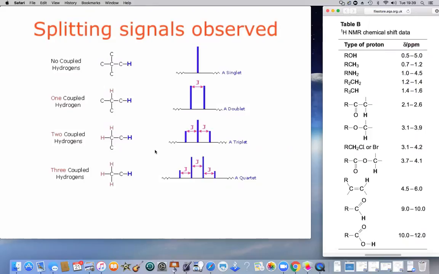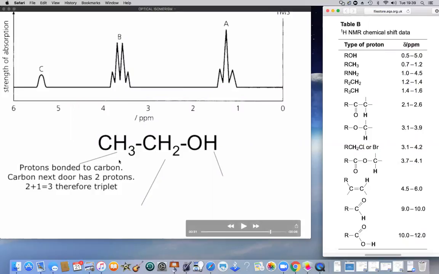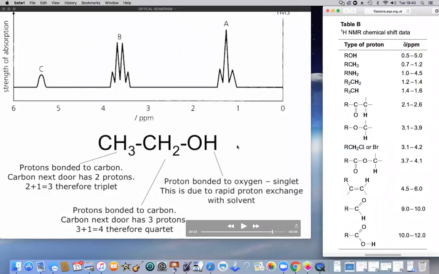Okay, so those are the splitting patterns. So a couple of examples. There's a classic example. This is ethanol. So if we look at our methyl groups, we have 3 protons bonded to a carbon. Look at the carbon next door, 2 protons there. We apply the n+1 rule, 2 + 1 is 3. That will generate a triplet. Look at the protons on the middle carbon. Protons are bonded to carbon. The carbon next door has 3. 3 + 1 is 4. That will generate a quartet. Remember, the proton that's bonded to oxygen does not take any part in spin-spin coupling. It's not involved at all, which means that it's a singlet.